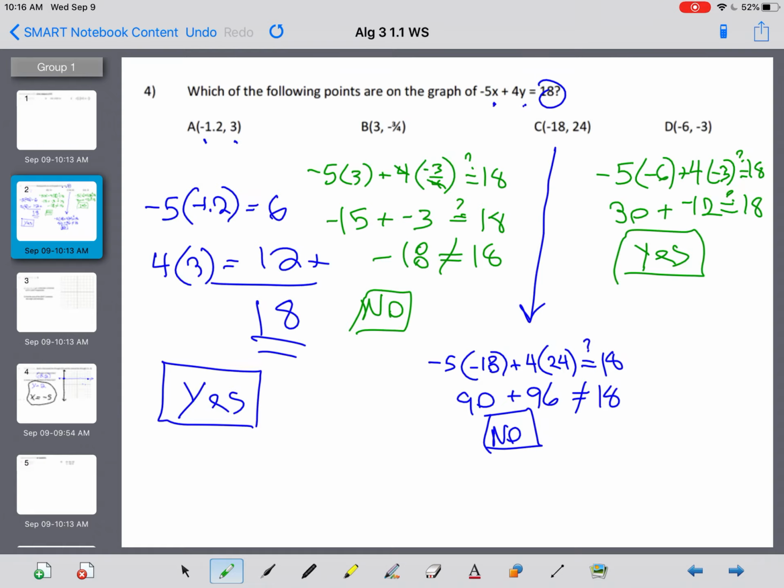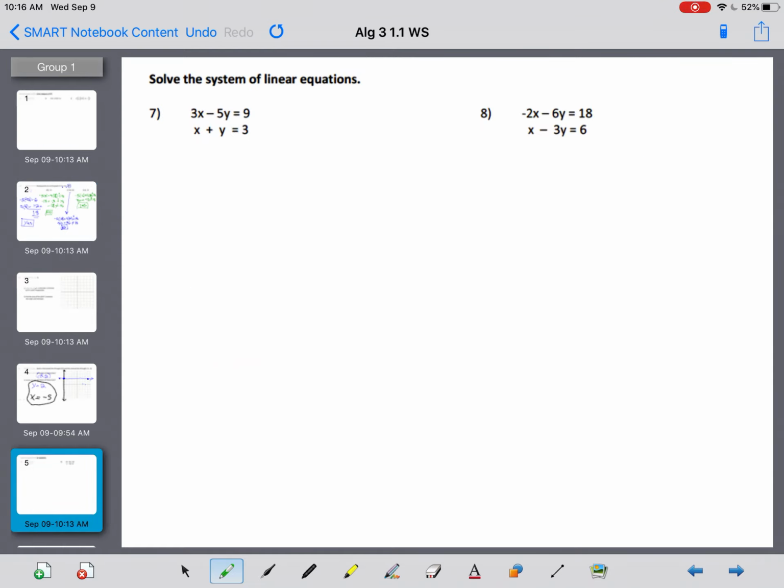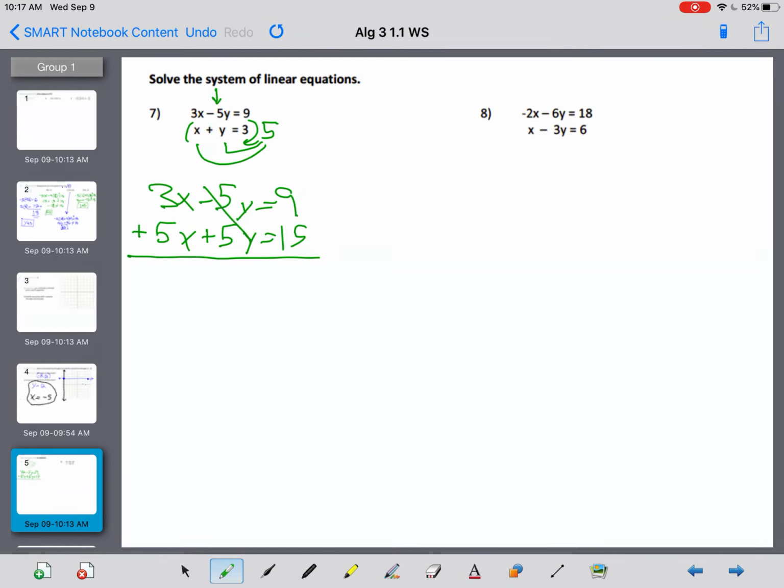Next one on our list was 5. So solve the systems. It doesn't say which way to do it. So what I'm going to do is look here, and I'm going to multiply this by 5. So my first equation stays as it is, and then I'm going to distribute. So I get 5x plus 5y equals 15. The reason I want to do that is these cancel. I get 8x equals 24, so x equals 3.